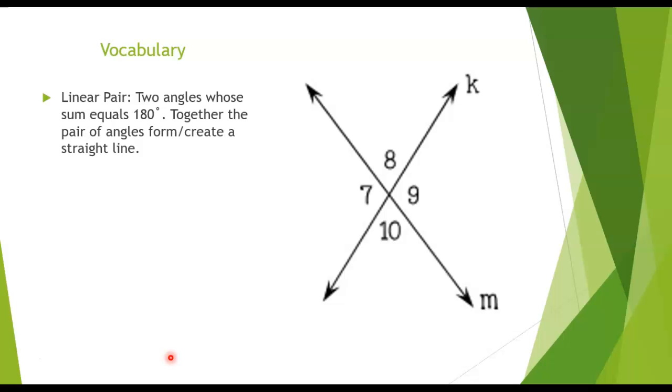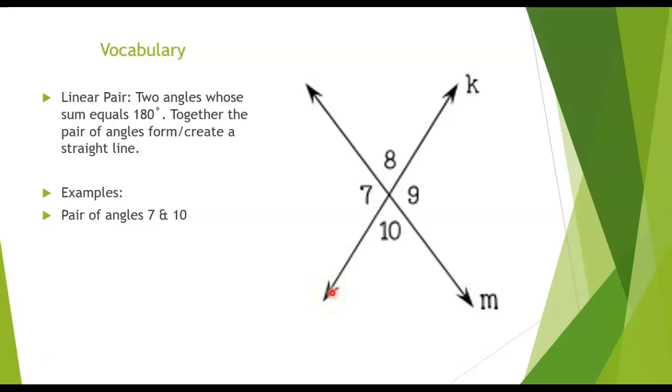Let's review some vocabulary. Linear pair: two angles whose sum equals 180 degrees. Together, the pair of angles form a straight line. So to the right, you can see we have two intersecting lines, two lines that cross, line M and line K.